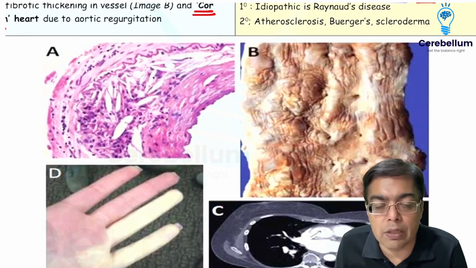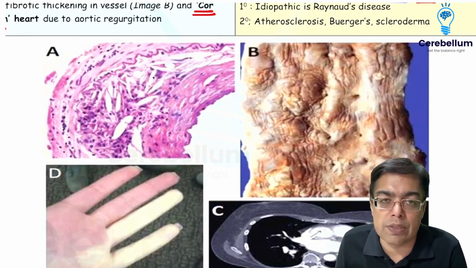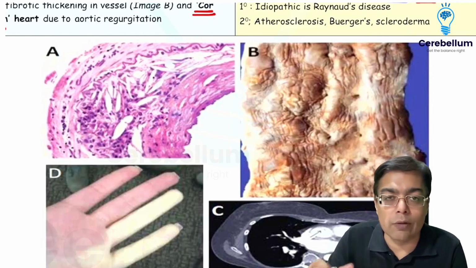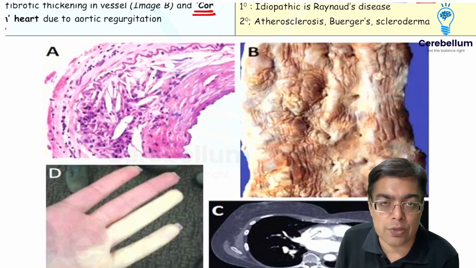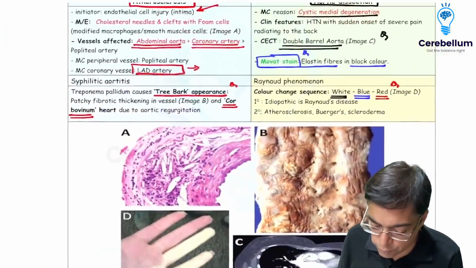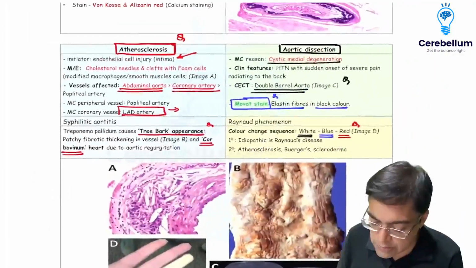Raynaud's can also be seen as a complication of conditions like atherosclerosis and at times scleroderma as well, and therefore it can be an example of secondary Raynaud's. Most of the people would benefit if they are exposed to a warm temperature, or if you put their fingers in warm water, or at times they may require administration of drugs which are peripheral vasodilators. So that's what you need to remember so far as the different kinds of pathologies affecting the vessels are concerned.